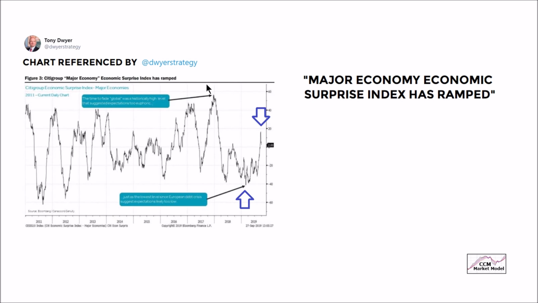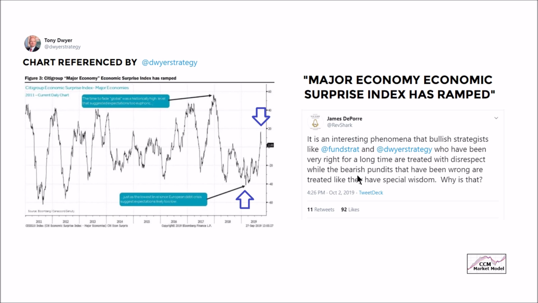Tony Dwyer, here's the Twitter handle here. Major economy economic surprise index has ramped. This look here is typically bullish. A relevant point made via this Twitter handle here where my cursor is. It is an interesting phenomenon that bullish strategists who have been very right for a long time are treated with disrespect, while bearish pundits that have been wrong are treated like they have some special wisdom.